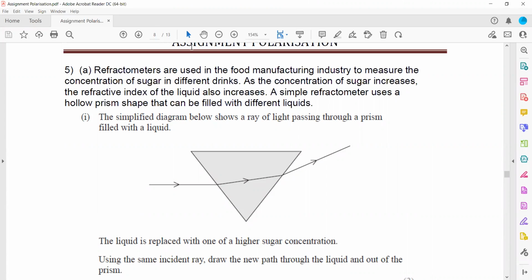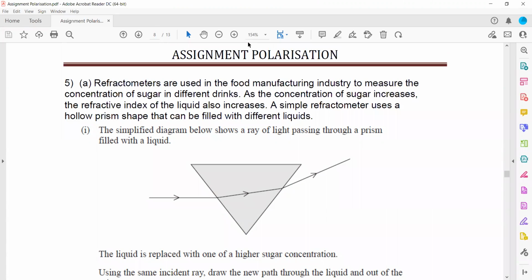the refractometer is used in the food manufacturing industry to measure the concentration of sugar in different drinks. Like, what is the concentration of sugar in different drinks? We can use this refractometer. The idea is that a higher concentration of sugar will rotate the polarized light. If you're passing polarized light, the greater the concentration of sugar, the greater the refraction, or it will rotate the plane polarized light.